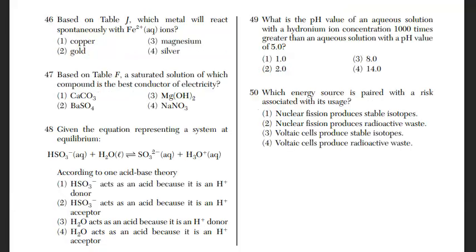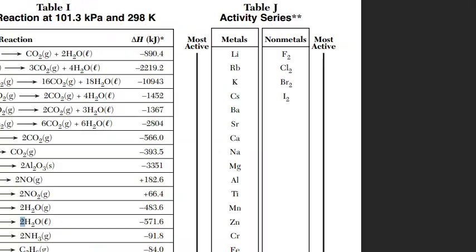5 more questions to go here in this part with 46. Based on table J, which metal will react spontaneously with the iron 2+ ions? And we're given copper, gold, magnesium, and silver. Let's check out table J. Okay, so table J, you have a column for metals and a column for nonmetals.